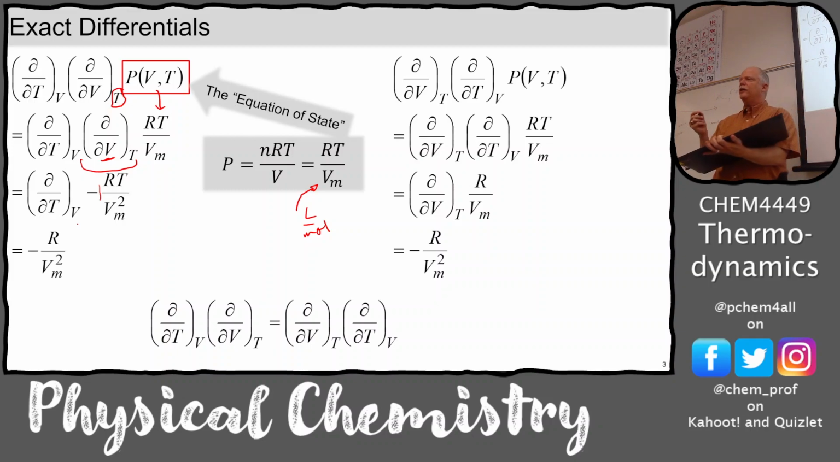But notice I had to make a choice at the beginning. I chose to do volume first and temperature second. See that up there, the order of operations? Over here, I swapped the order just to see if they're the same. So if I do temperature first and volume second, then I get the R over Vm by differentiating with respect to temperature. And now I differentiate the volume, so it's volume to the -1. So the -1 comes out, and it's volume now to the -2. And so I get the same answer.